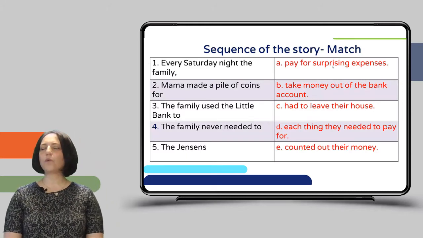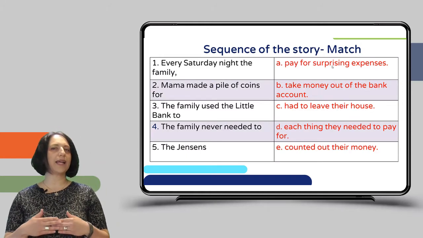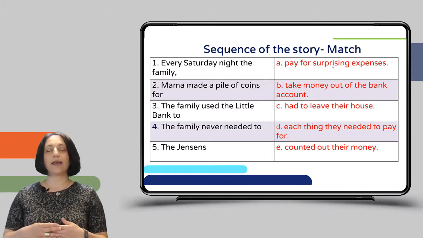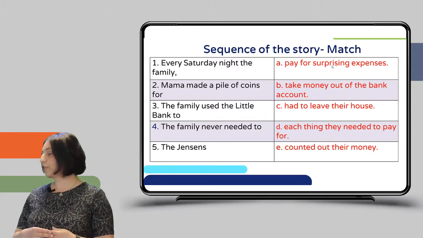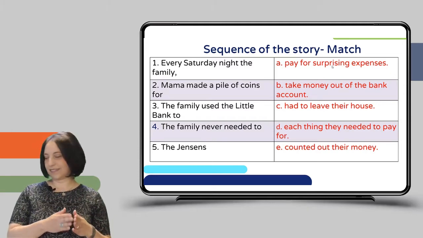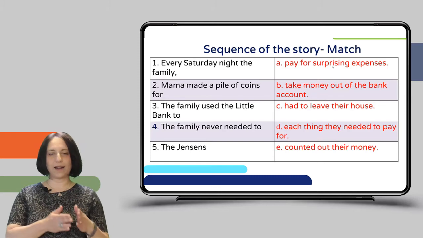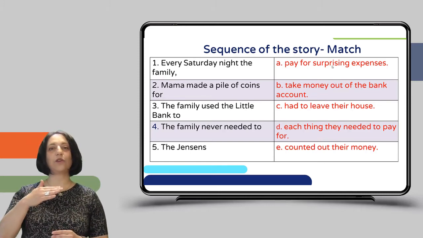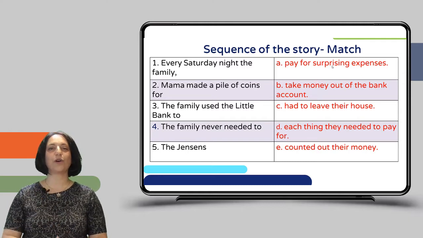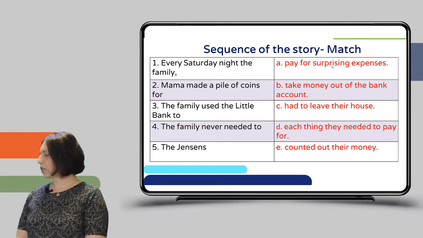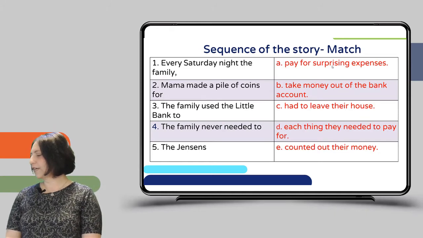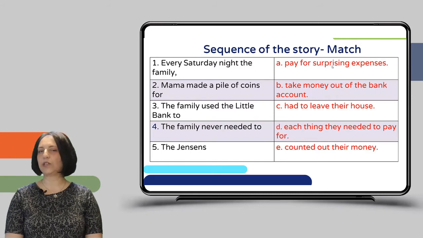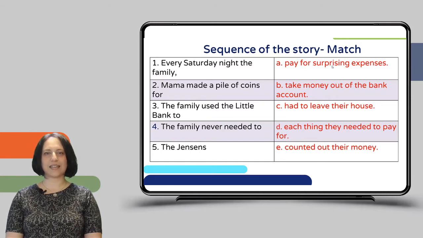So I also want to remind you, let's try and think. Do you remember what happened at the beginning of the story? If you do, then I want you to match the one side with the other side, the 1 numbers with the A numbers. Can you do that? And then you will see the beginning of the story that we have already read. So let's have a look. Every Saturday night, the family. How can you continue this part of the sentence?